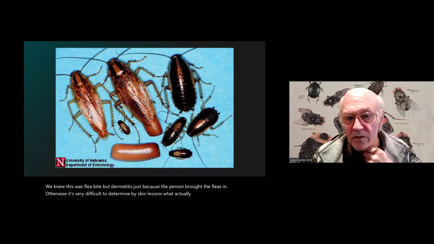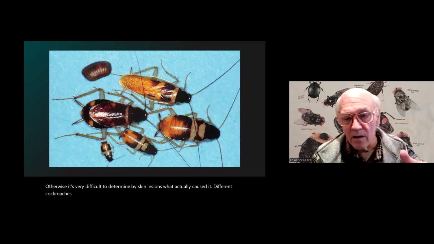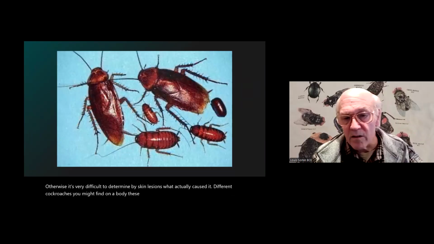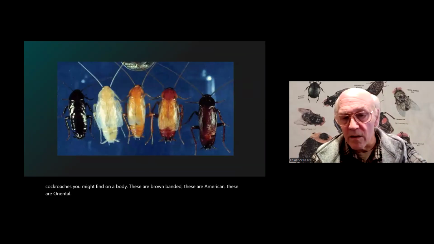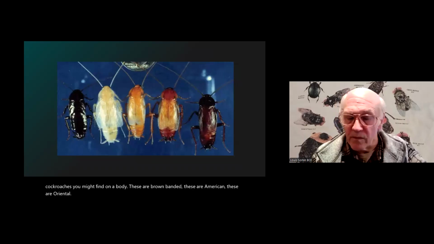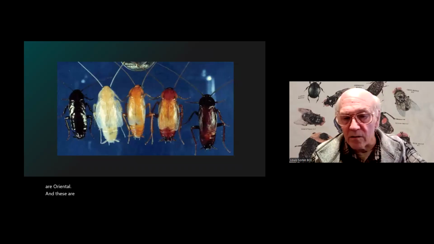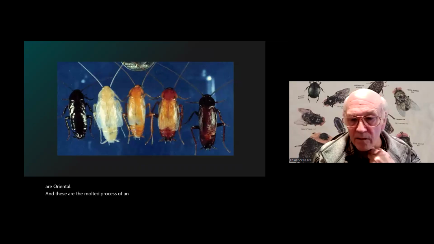Different cockroaches you might find on a body. These are brown banded, these are American, these are Oriental, and these are the molted process of an Oriental cockroach, male and female.